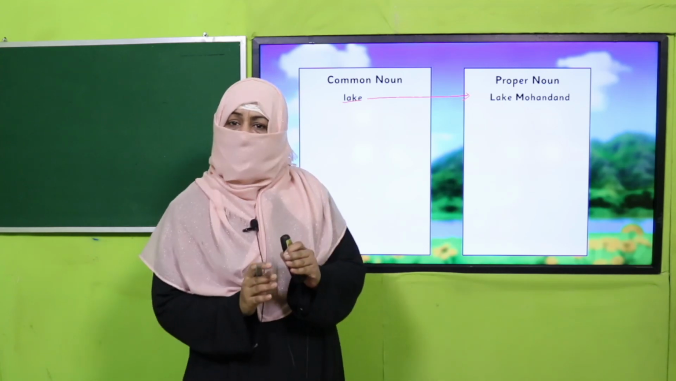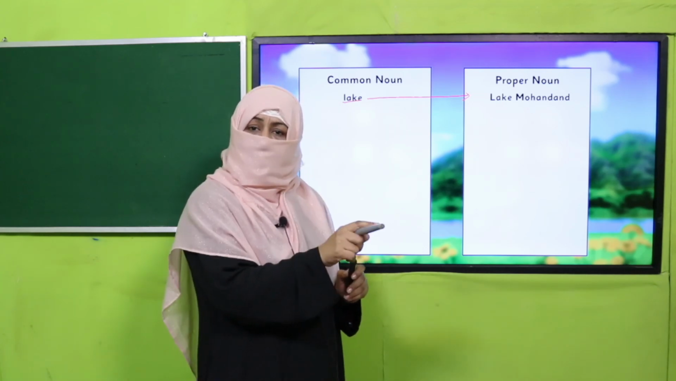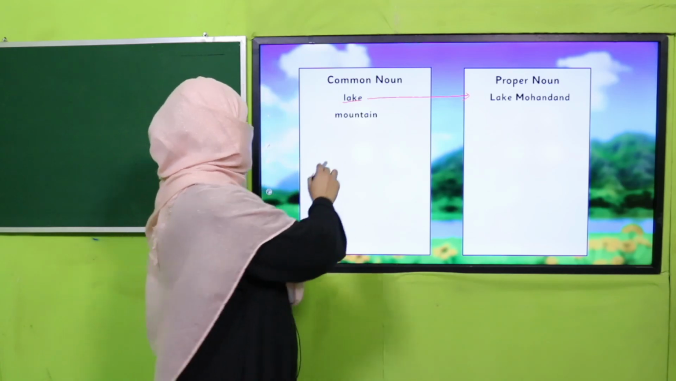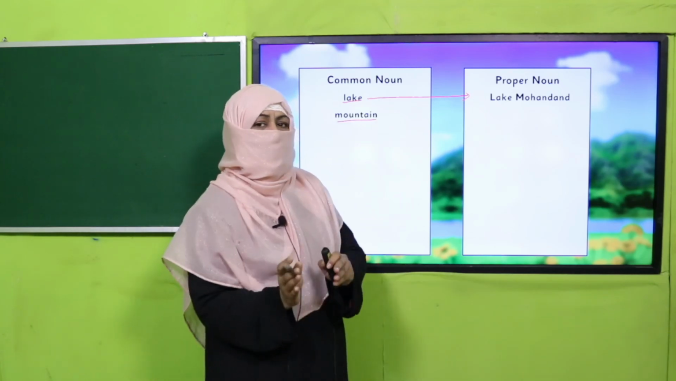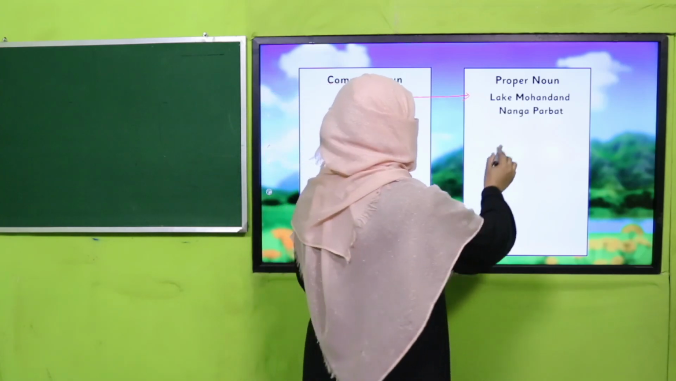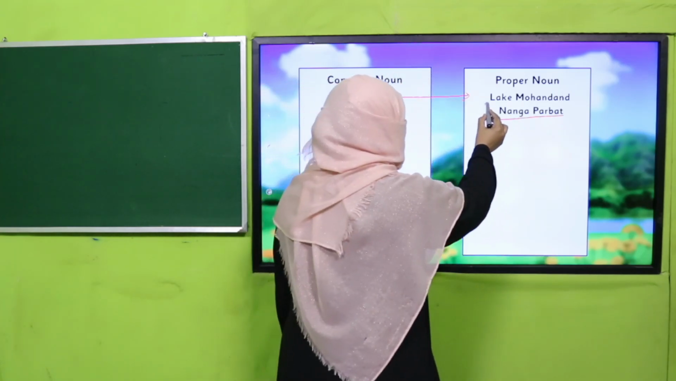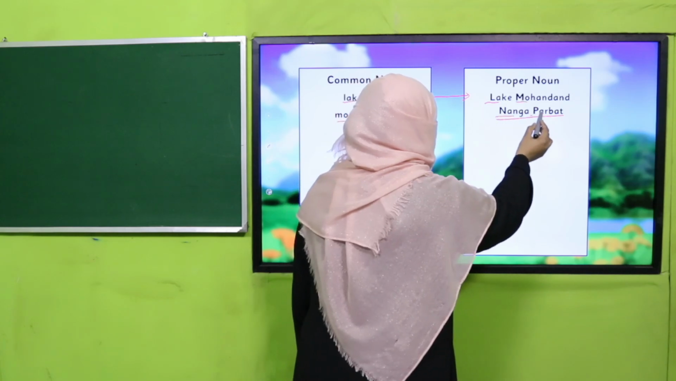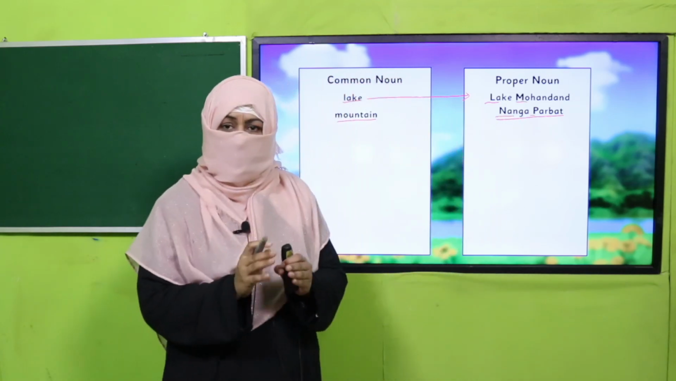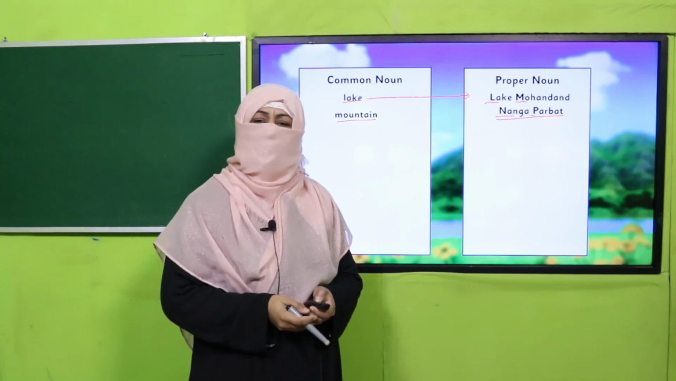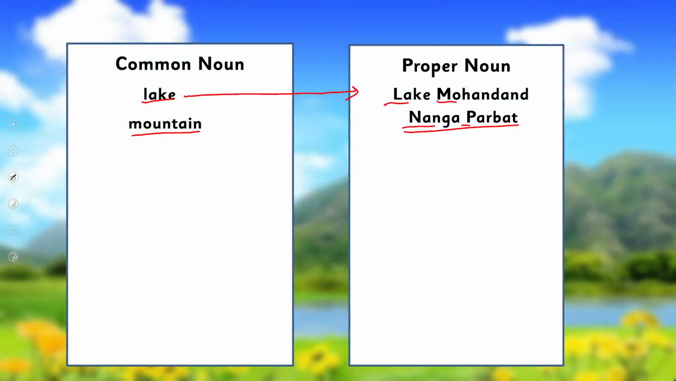Likewise, next time teacher will call a child from group 2 first. He or she will write a common noun like mountain, and the child from group 1 will have to write a proper noun like Nanga Parbat. And make sure, children, whenever you are writing a proper noun, you have to write it with capital letters. So teacher will keep giving points. Let's see who wins. So pause the video and enjoy this beautiful activity.